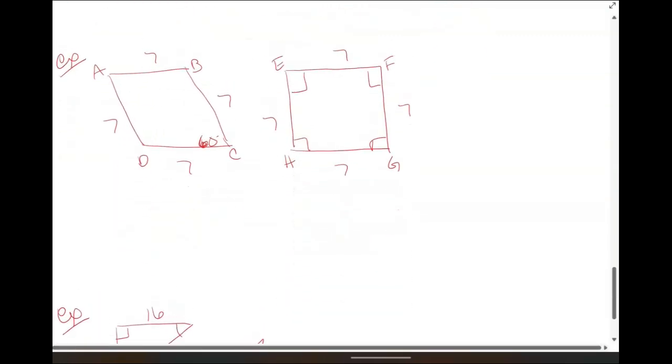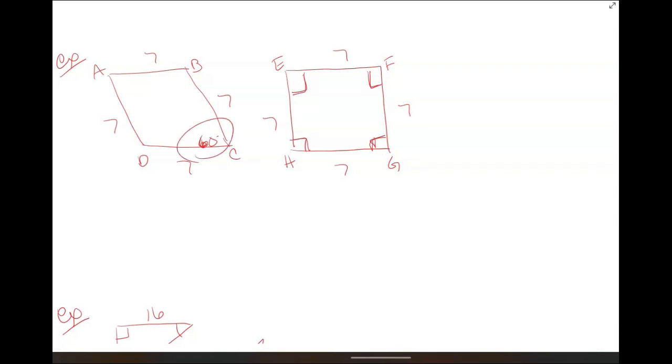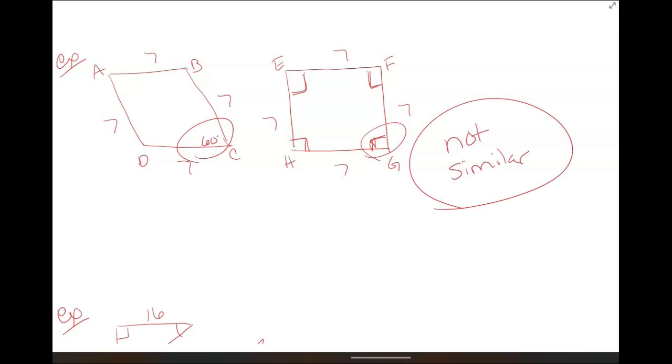All right, in this example, if you're doing our angle test first, you see that all of these angles are 90 degrees, but look at this angle. That angle is 60 degrees, which means it is not congruent to its corresponding angle. So right away we can say not similar. Corresponding angles have to be congruent. This is why I generally start with checking the angles to see if they're congruent, because if the angles are not congruent, then right away we can say that the shapes are not similar.